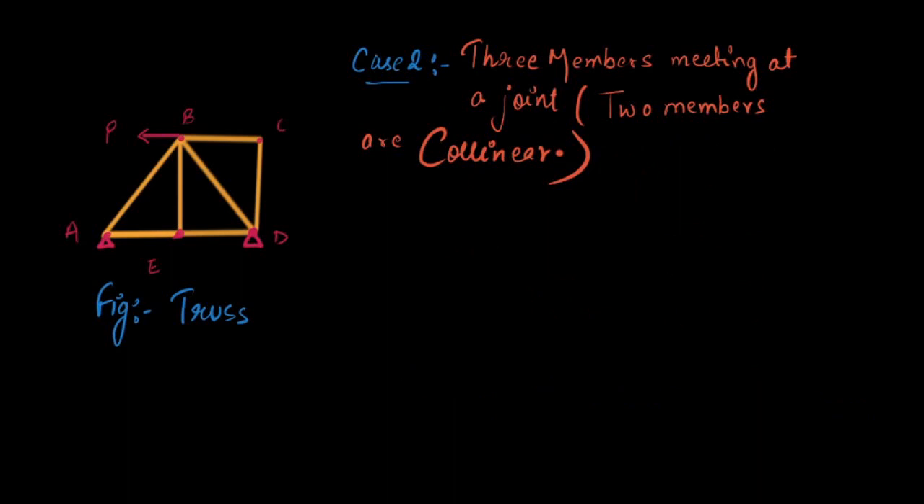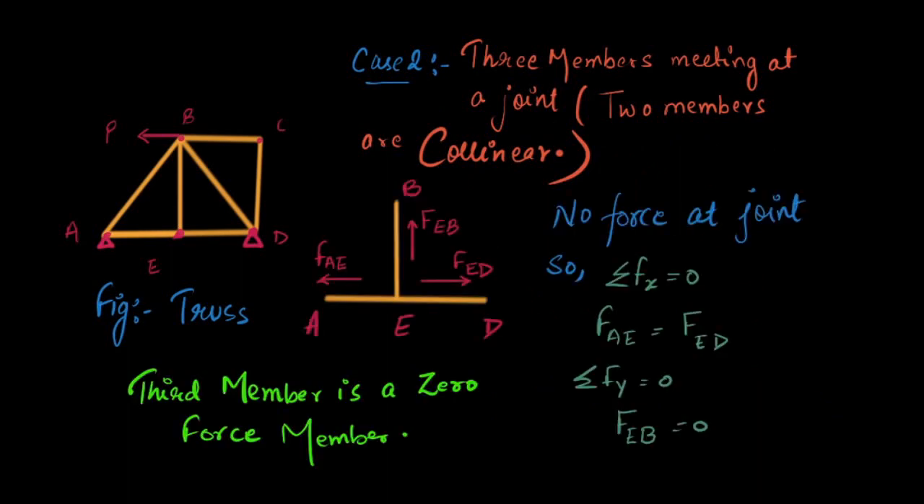Case 2, three members meeting at a joint where two members are collinear. AED with a perpendicular BE is such a section from the truss shown in the figure. FAE is the force in the member AE, FED is the force in the member ED, and FEB is the force in the member EB. Since no force is acting at the joint, by taking equilibrium conditions, the summation of forces in the x direction of the section is equal to 0. In the x direction, there are two forces, FAE and FED. So FAE is equal to FED, since they are in opposite directions. Similarly, the summation of all the forces in the y direction will also be equal to 0. So the force in the member BE, FEB, is equal to 0.